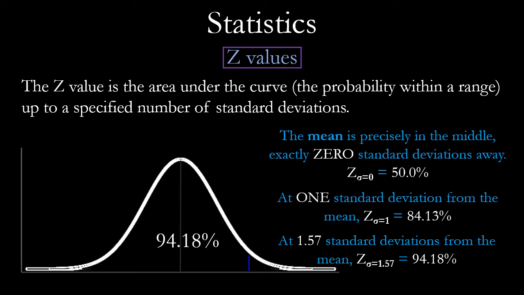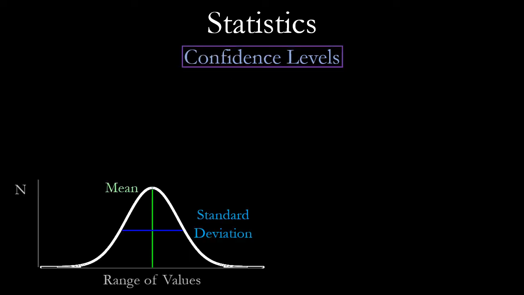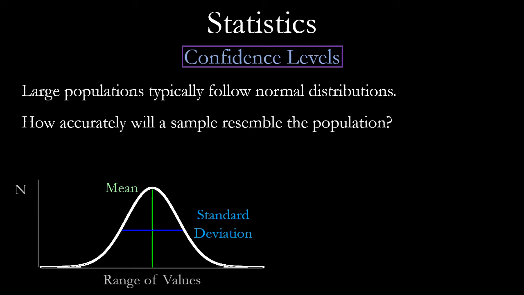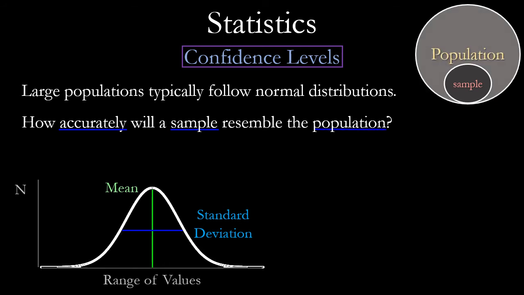So Z values are very helpful when we're trying to measure accuracy or when we're trying to measure confidence levels, right? How confident can we be with our results? Remember, in all of these cases we are estimating the extent to which our sample describes the whole population. Again, large populations typically follow normal distributions. We want to ask how accurately our sample will represent or resemble the population. That's what we are asking about when we're checking for confidence levels.